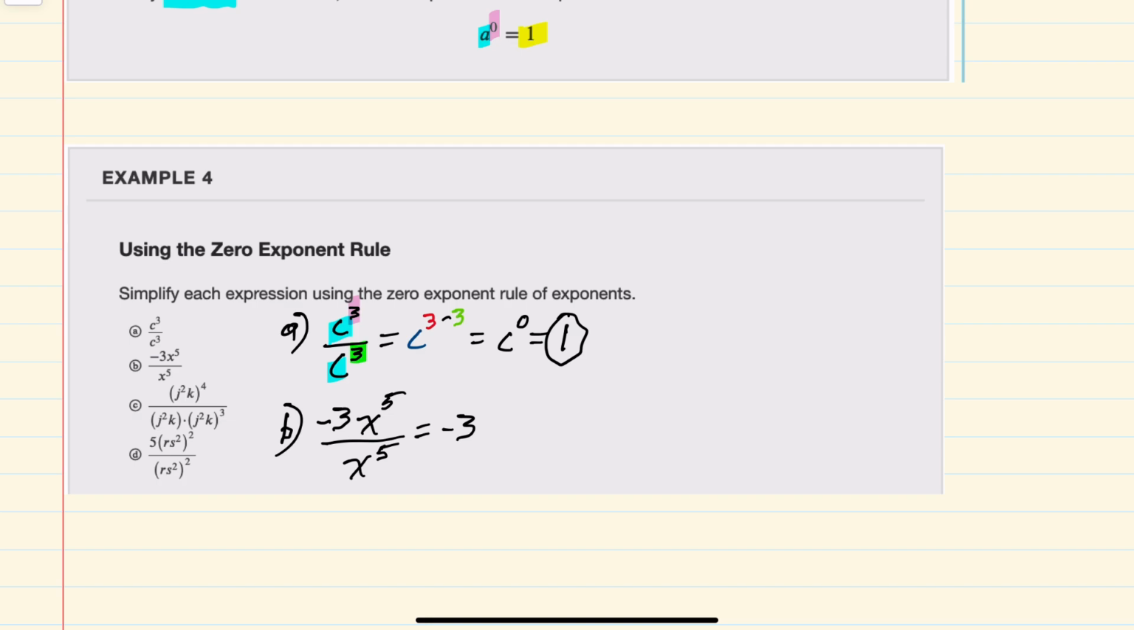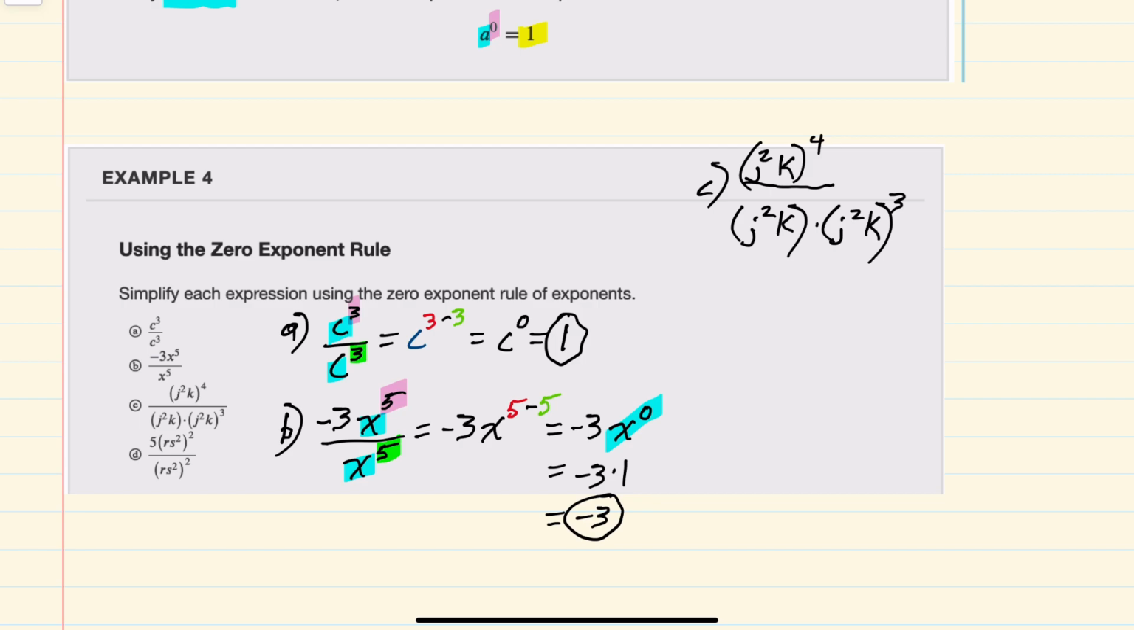Since the x to the fifth and x to the fifth have the same base, we can again keep that base with the power of the top minus the power of the bottom, which means that we now have negative 3 times x to the 0. And notice that only x is being raised to the 0. So only that part of the expression simplifies to 1. So our b expression simplifies to negative 3.